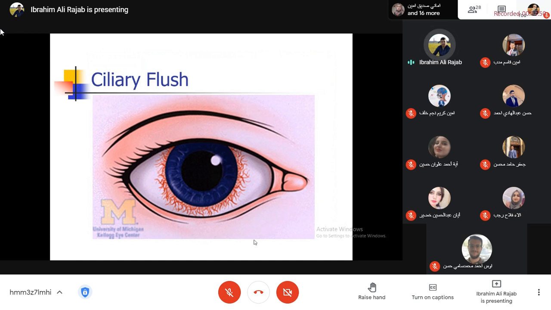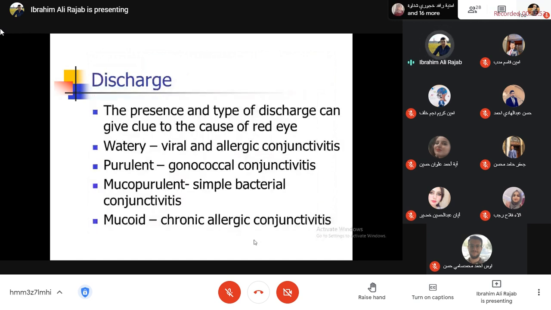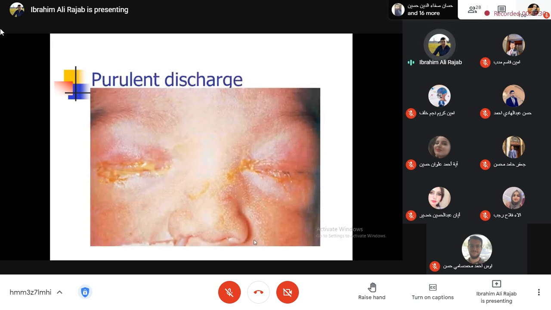I told you we should know the discharge. We may think that this patient has viral or allergic conjunctivitis, or purulent discharge, like pus. The patient may have gonococcal conjunctivitis. A mucopurulent discharge, yellowish to greenish in color, means this patient has a simple bacterial conjunctivitis. Or a mucoid discharge, like mucus, and the patient may have chronic allergic conjunctivitis. So this is an example of purulent discharge.